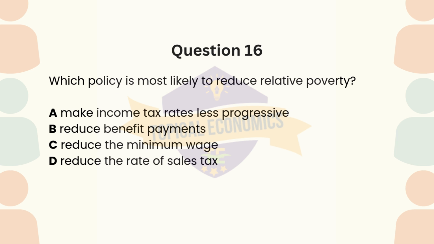Lastly, option D, reduce the rate of sales tax. This is a correct answer. Reducing the rate of sales tax can help lower the overall cost of goods and services for everyone, particularly benefiting low-income households. This can increase their disposable income, helping to alleviate relative poverty. So the correct option for this question is option D.